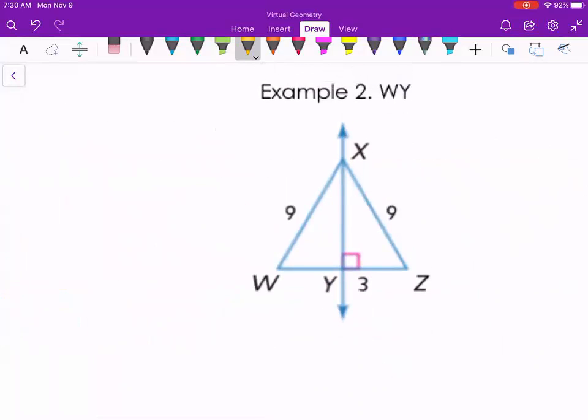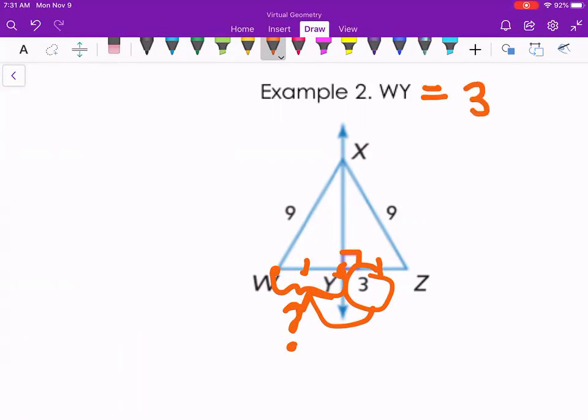Let's check out example 2. This time we're looking for W to Y. So again, I want to see where is my perpendicular bisector, and that is line YX. So those two pieces need to be exactly the same. So I can copy the 3 over. So WY is equal to 3 units as well.